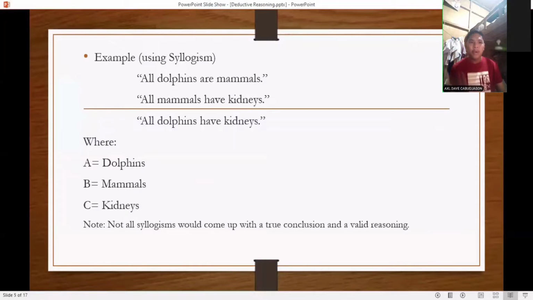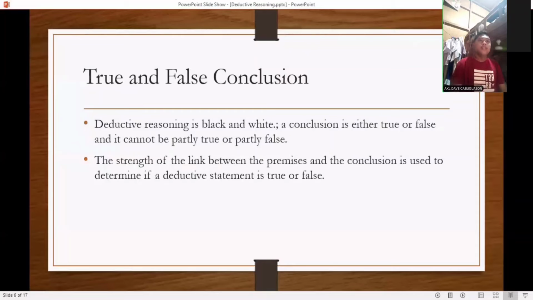But let us take note that not all deductive reasoning using the syllogism form would come up with a true conclusion and a valid reasoning. For further information, we can say that the conclusions of deductive reasoning could be either true or false. So what are the true and false conclusions?